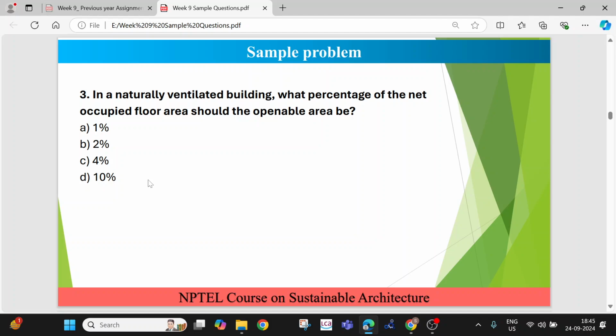Here is the third question. In a naturally ventilated building, what percentage of the net occupied floor area should be openable, at least? It is not like you can close all the building envelope. You have to ventilate some of the area naturally. So what percentage of a net occupied floor area should you make openable?